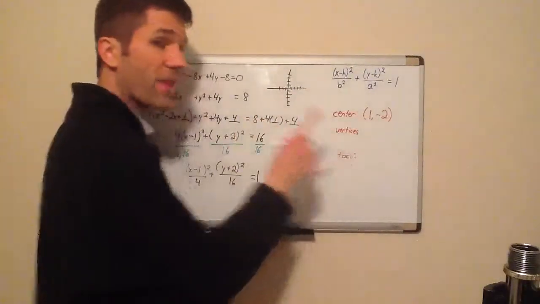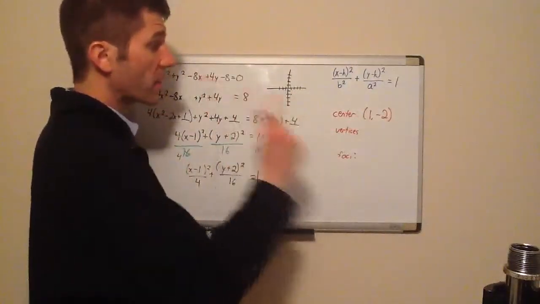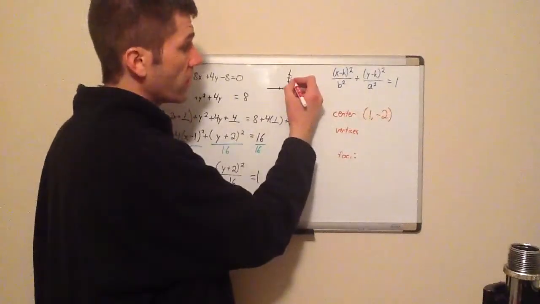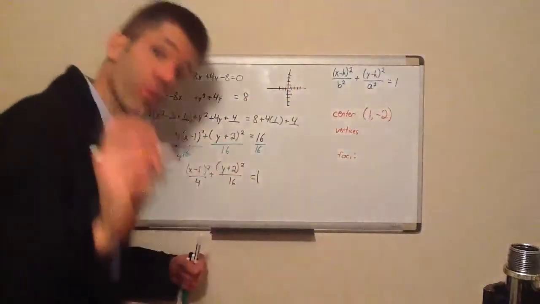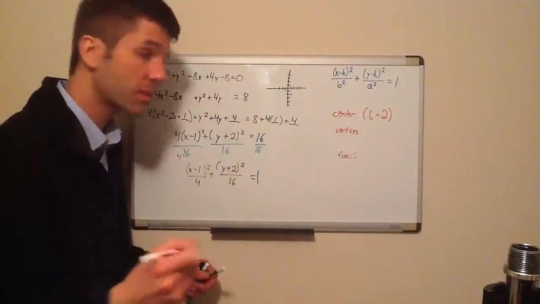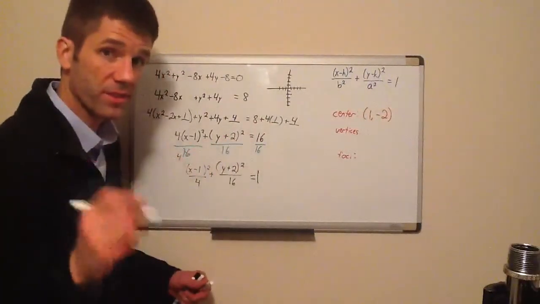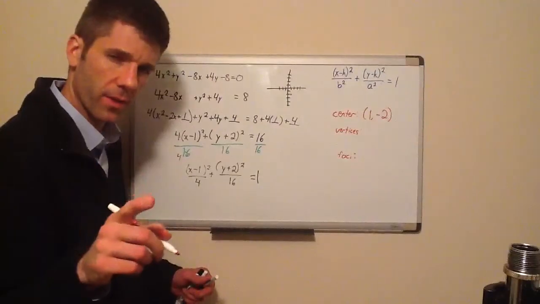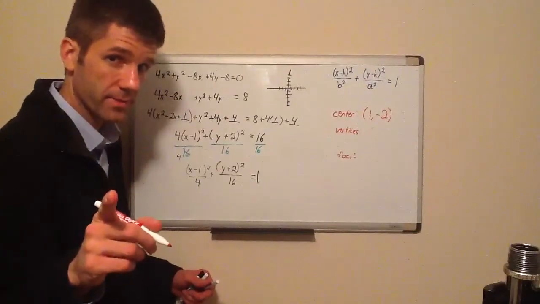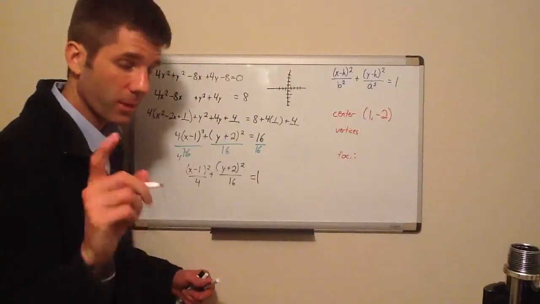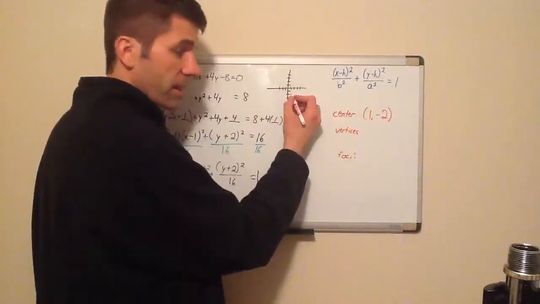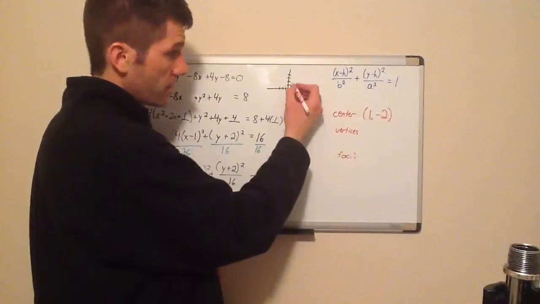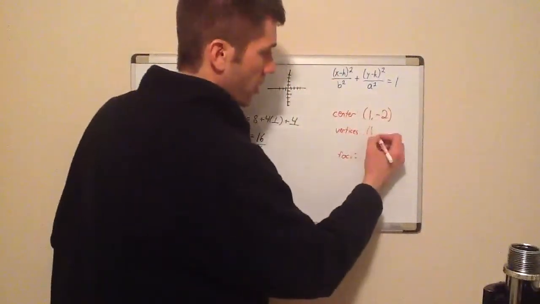So when we find the vertices, we are finding coordinates that are directly above and below the center. If they are directly above and below the center, then they better have the same x value or y value. Think about it. Okay, they're directly above the center. Are they going to have the same x or the same y? If that's up here, it's going to have the same x. Boy, I hope you said x.